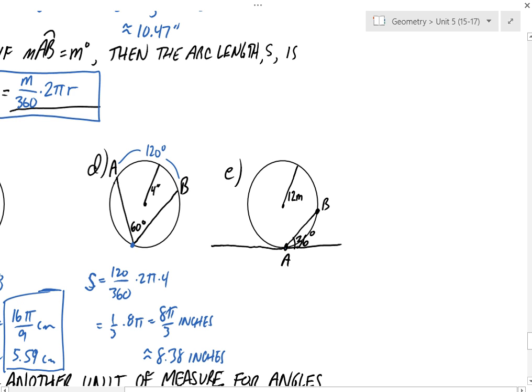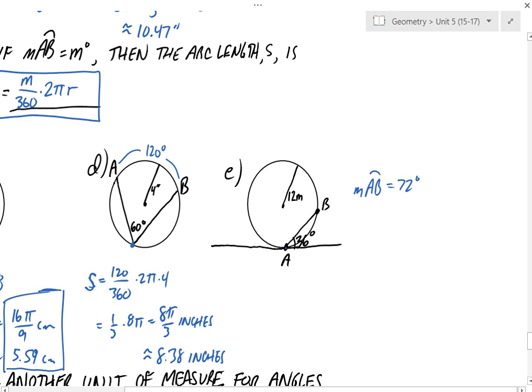Since we have an angle on the edge of the circle created by a tangent and a chord, that's a 36 degree angle, which means the measure of arc AB, remember the angle is always half of the arc, so the arc must be twice that, and so that is 72 degrees. Measure of arc AB is 72 degrees.